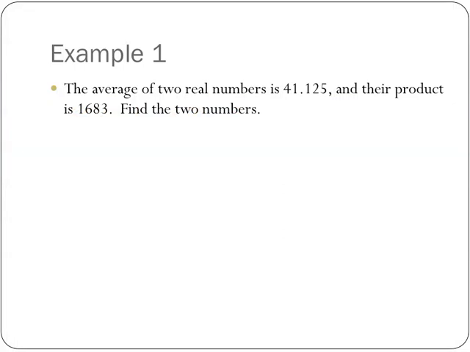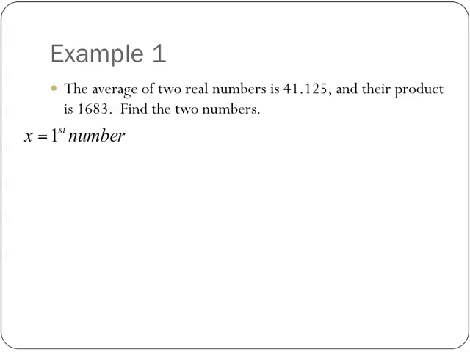Here's the first one. The average of 2 real numbers is 41.125 and their product is 1,683. Find the 2 numbers. Okay, so we have 2 numbers that we're trying to solve for. Now, we have to be able to write 2 equations in order for us to solve this. So we're given 2 parts. So the average of those 2 numbers is 41.125, so that will be one equation. And then their product is 1,683, so that will be a separate equation. And then we'll see if we can combine them and be able to solve from there.